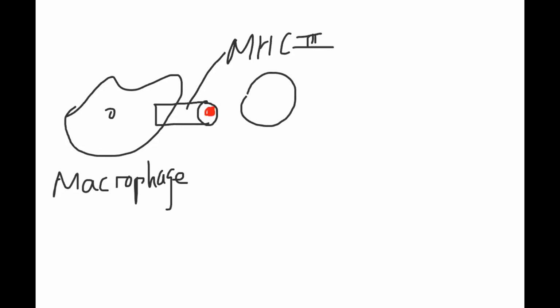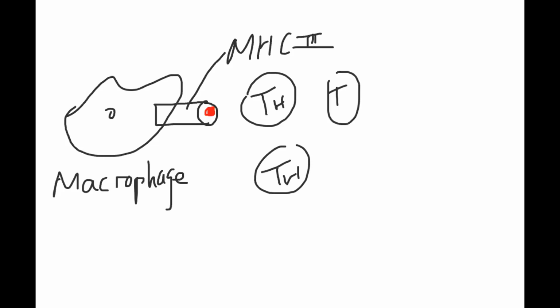Okay, so if it's an MHC2 molecule, it can only recognize T helper. MHC2 cannot recognize T killer, can only recognize T helper. Now again, of all these T helpers, only one of them has the receptor which can recognize this specific MHC2. The rest of them may have different shapes of receptors. They cannot react with this MHC2.